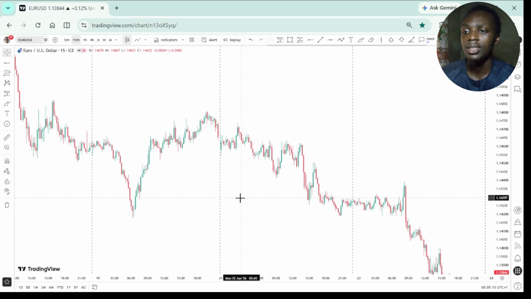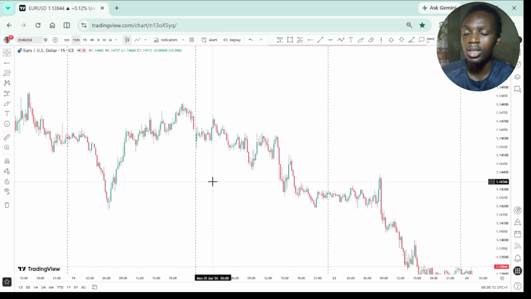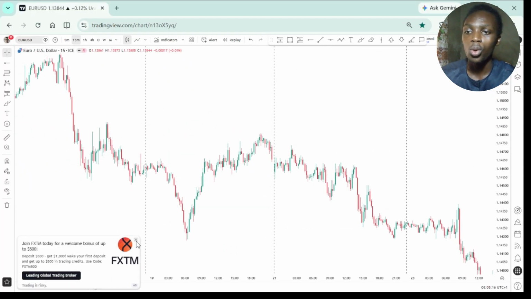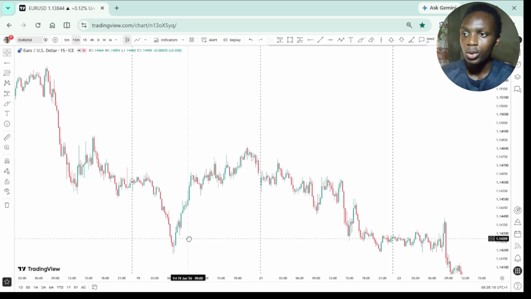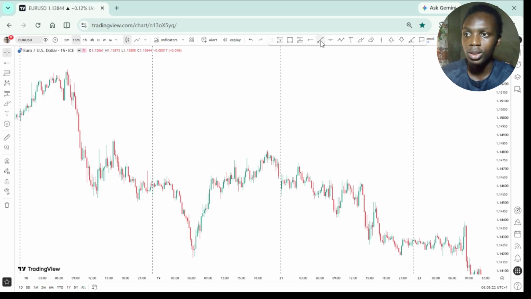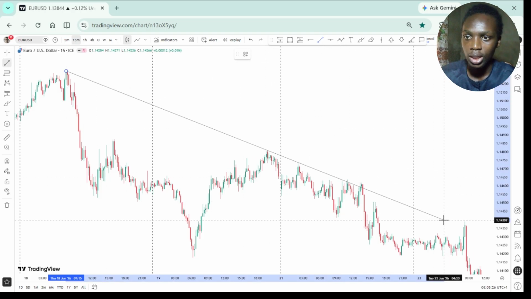So let me analyze that for you on the 15 minutes time frame. On Monday, this is what I first look out for. I've already done my top down analysis. I already know what to look out for. So on Monday, I'll first locate and mark out my trend line. You can see we have the first touch at this point. We have the second touch at this point.